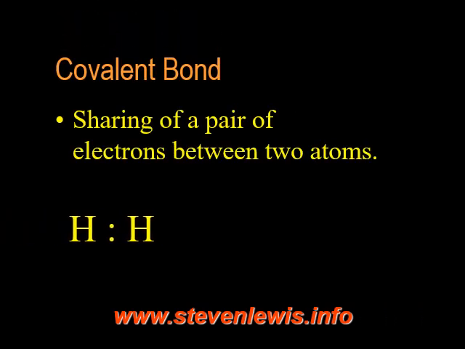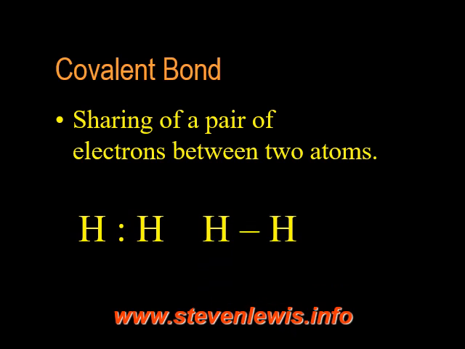A covalent bond is a sharing of a pair of electrons between two atoms. In the case of hydrogen, we can symbolize it with two dots between the symbols for the hydrogen atoms. These two dots represent shared pairs of electrons. We can also indicate this shared pair of electrons by using a dash between the two symbols for hydrogen. And we can also write it as H sub 2, molecular hydrogen.